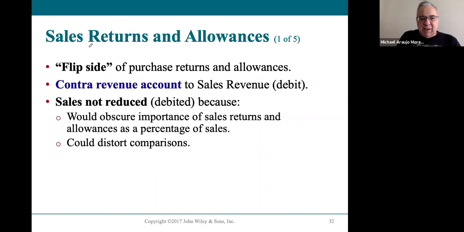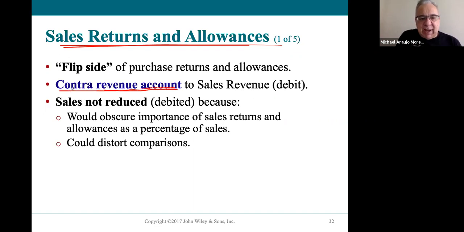So the flip side of getting boxes returned to you: the seller needs to keep track of what's being returned to them, because they're not in business to sell stuff just to have it come back. They want to sell it and not see it again. They want the customer to keep it, clearly. So when stuff starts getting returned, they keep track of it separately.